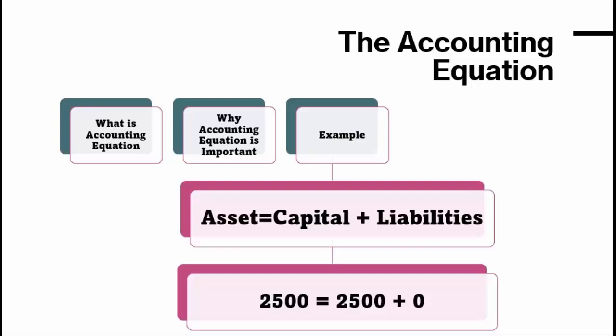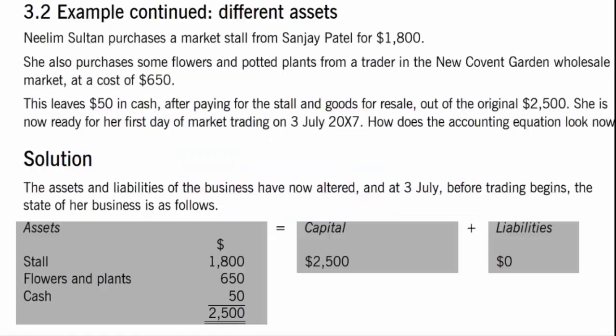accounting equation. Let's continue with Neelam's example to see how the accounting equation develops as she spends money on different assets and starts earning a profit. 3.2 example. Continued. Different assets. After investing her original capital of $2,500, Neelam makes a couple of purchases to prepare for her new flower business. 1. Purchasing a market stall.